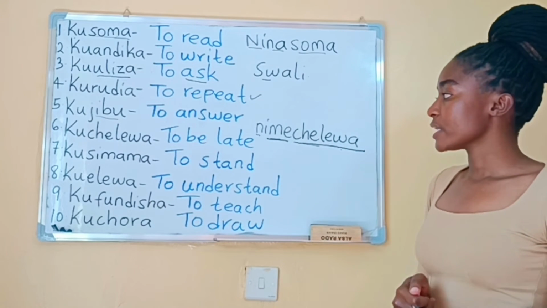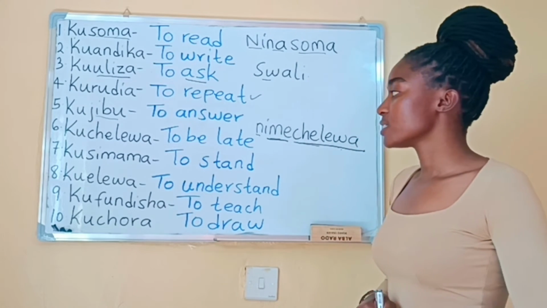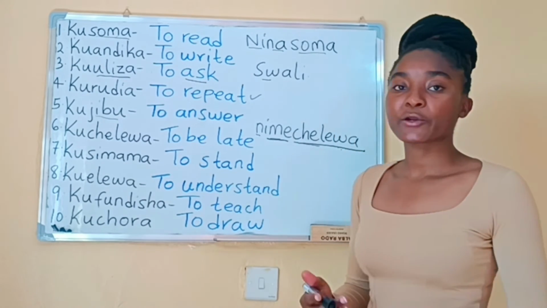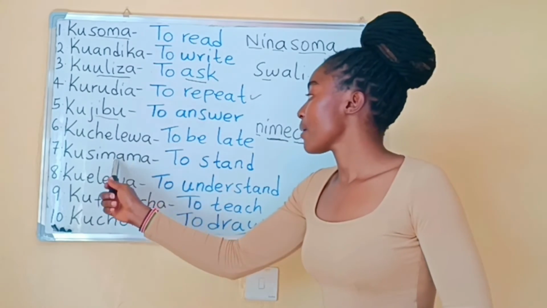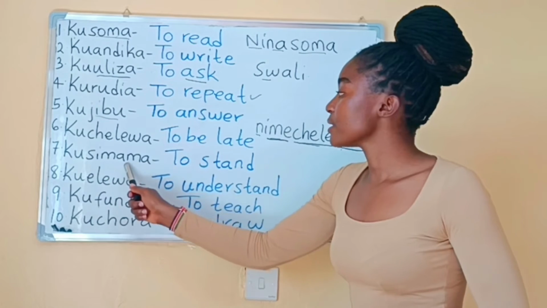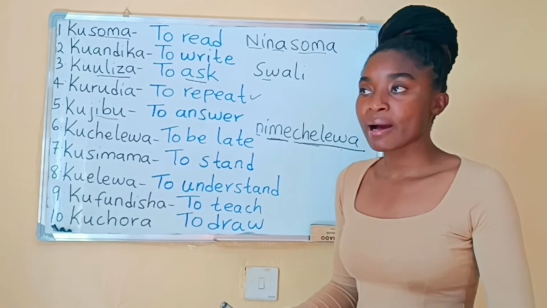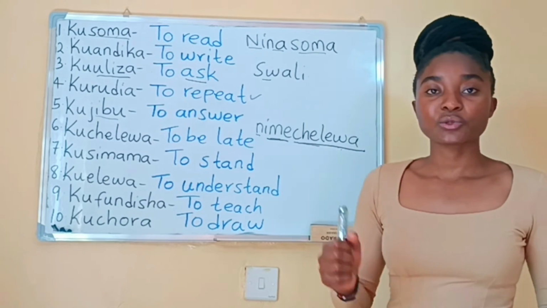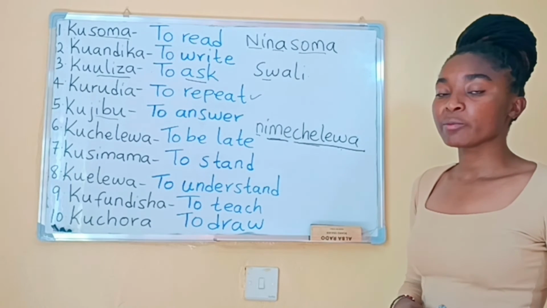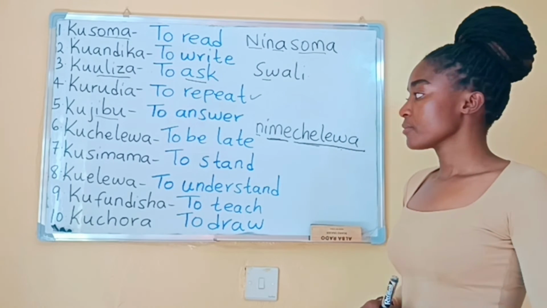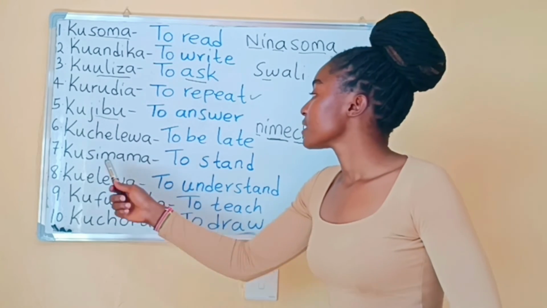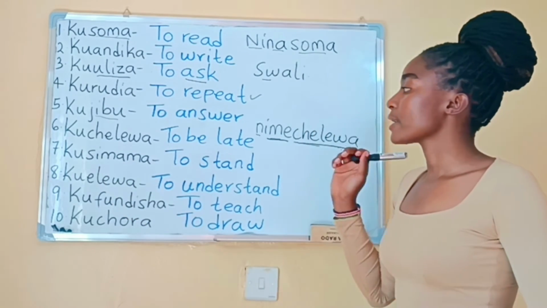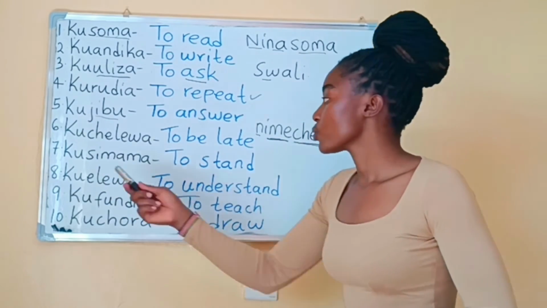The seventh one is kusimama. That one is easy. Kusimama, to stand. Yeah, they can always be sitting and standing. So simama means stand. If someone commands you, simama means stand. Maybe a teacher can point at a student and say, simama, maybe by calling the name of that student. Jacinta, simama, means stand, okay, stand up. Kusimama, to stand.